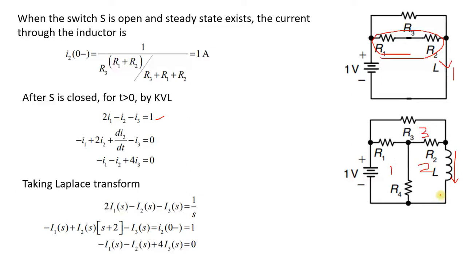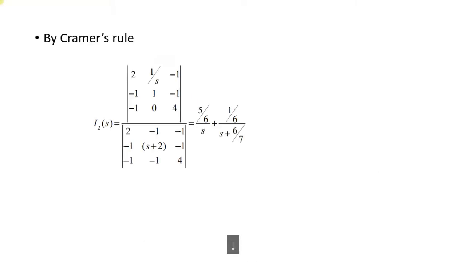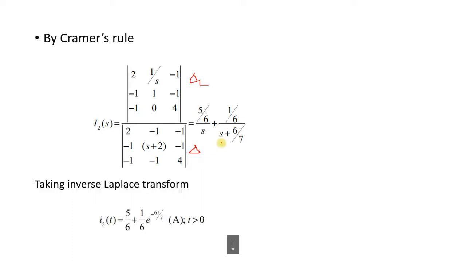Use Cramer's rule to find the value of I2 of s. This is delta 2, and this is my delta. After simplifying, the final expression looks like this. If you take the inverse Laplace transform of this equation, it looks like 5 by 6 plus 1 by 6 into e power minus 6 by 7 into t. So this is the final expression of the current through the inductor.